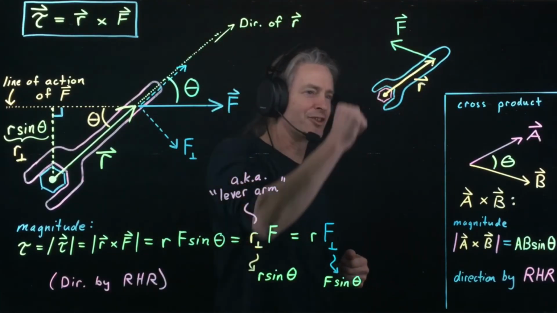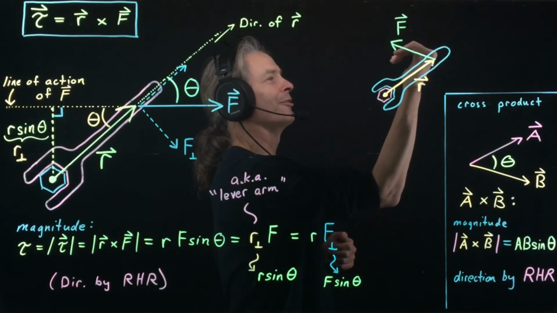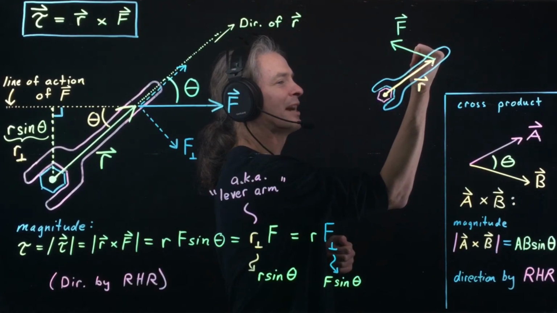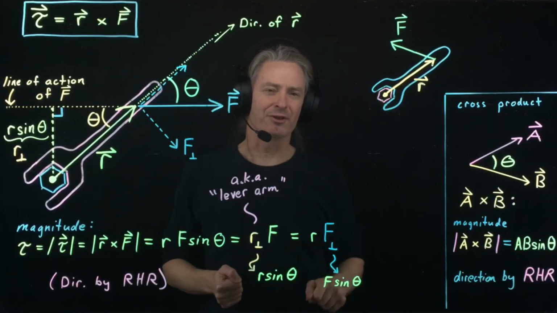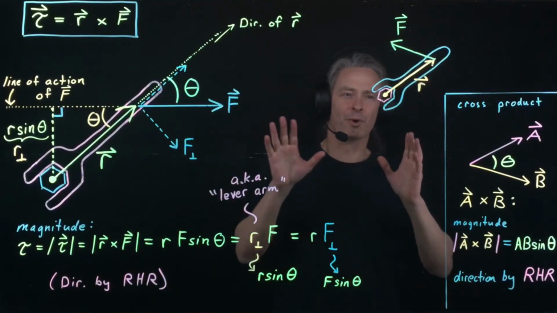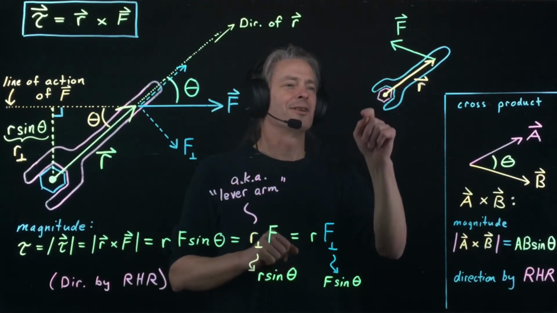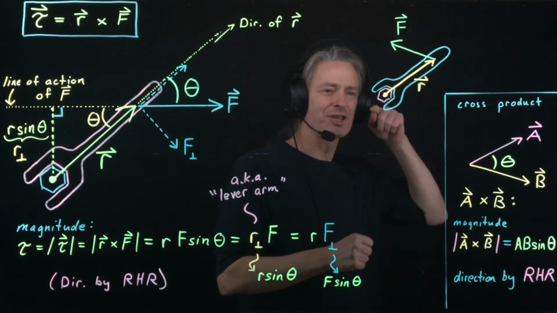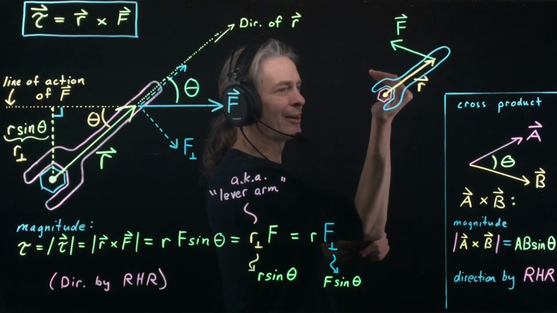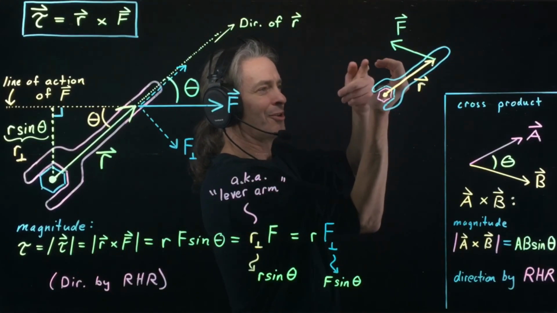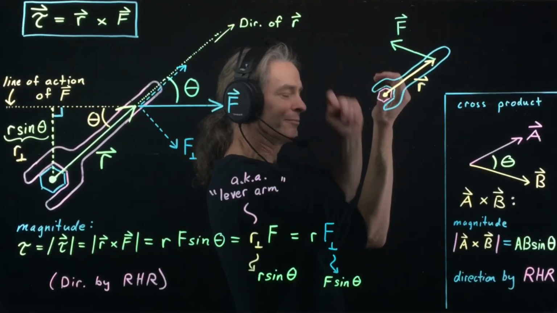I'd take the fingers of my right hand, stick them in the direction of r, curl them into the direction of F, and my thumb points out toward you. So the direction of the torque that this force produces about this reference point is out toward you. What that means is, in the absence of any other torques, this force would cause a torque that produces an angular acceleration with an angular acceleration vector out toward you. An angular acceleration vector out toward you corresponds to a sort of in-the-plane description of something going faster and faster and faster this way.